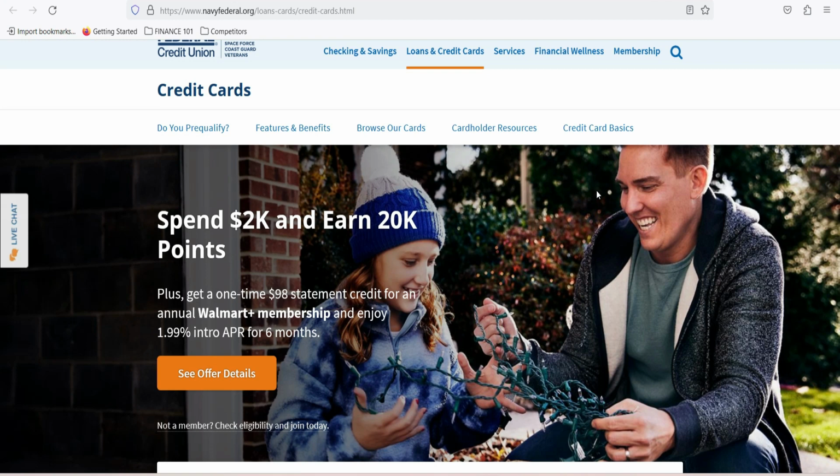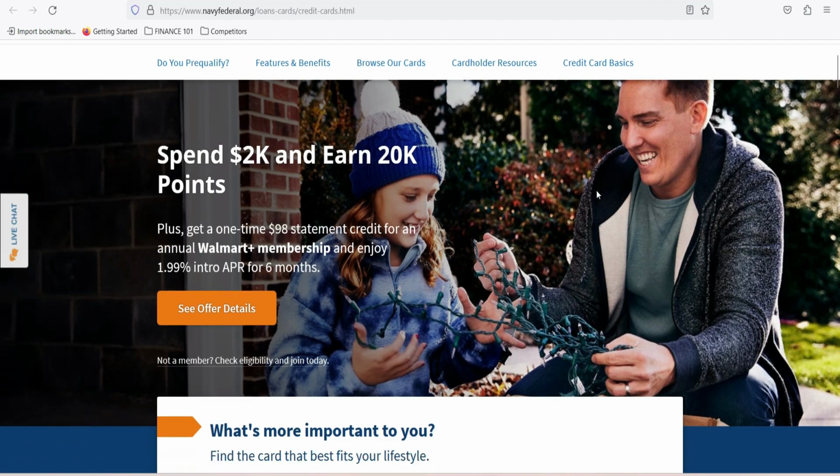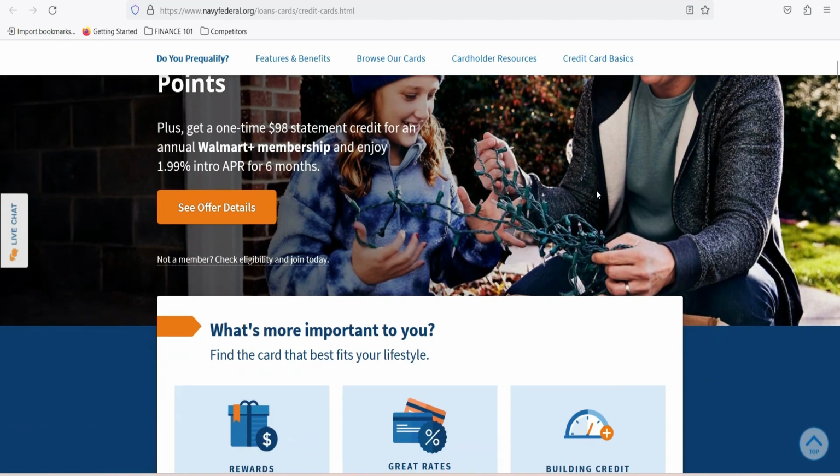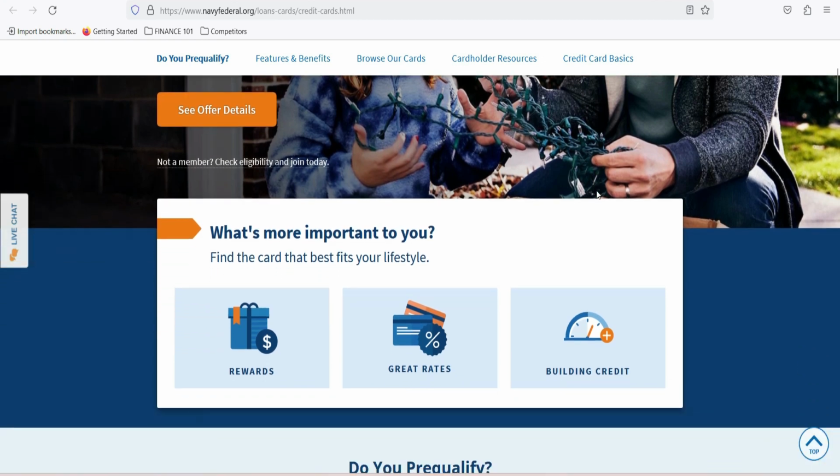Understanding Navy Federal Credit Union. Before delving into the steps to secure a $25,000 credit card, it's essential to understand the Navy Federal Credit Union and its credit card offerings. Navy Federal Credit Union is the largest credit union in the United States, serving members of the military, veterans, and their families. It provides a wide range of financial products, including credit cards with varying features and benefits.